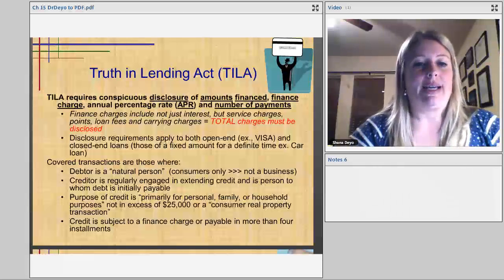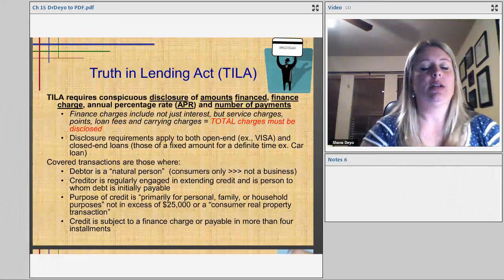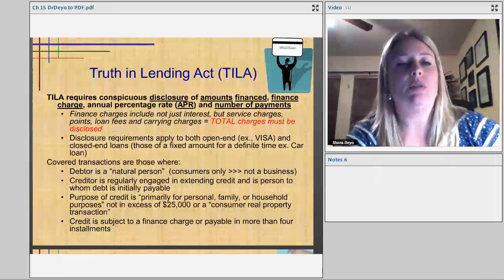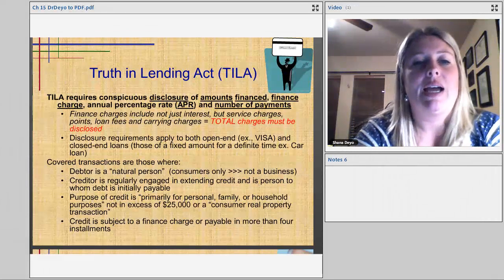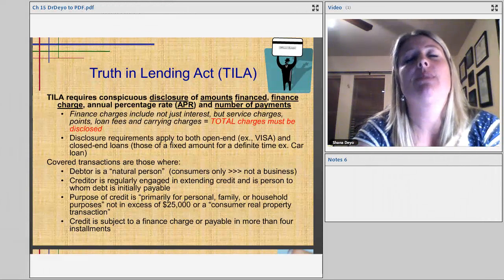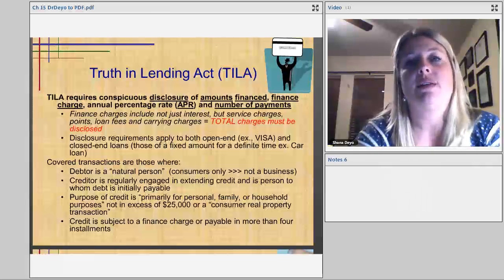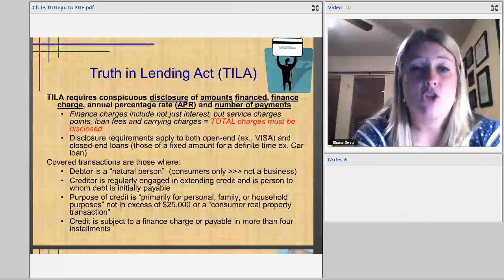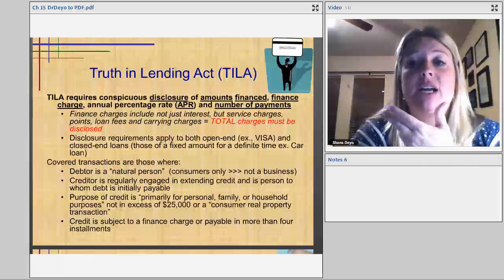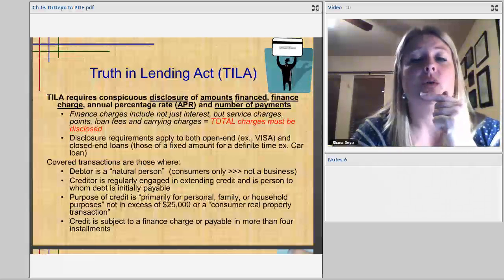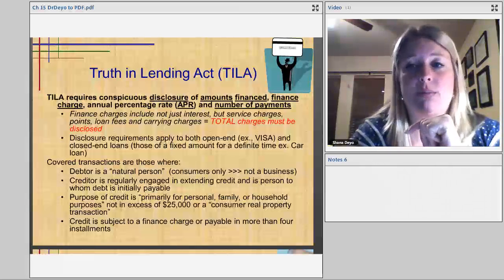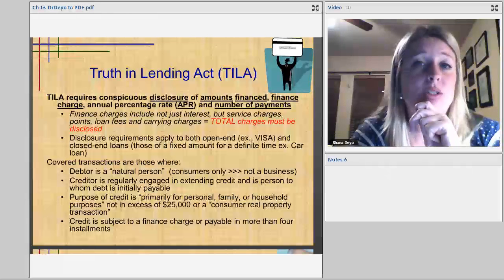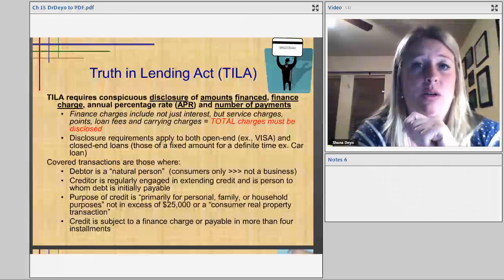Okay, the Truth in Lending Act. This is a lot of stuff on the slide, but really what you need to know is that the Truth in Lending Act just requires a conspicuous disclosure of the amounts financed, the finance charge, the annual percentage rate, and the number of payments. So when you go to buy something today, you are supposed to be told exactly how much that's going to cost.